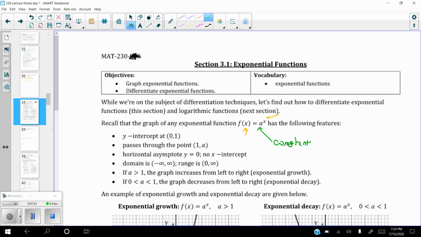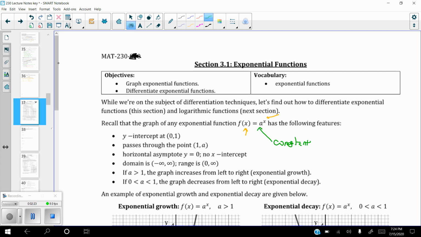The y-intercept is at the point (0, 1), so it's 1 unit up on the y-axis. That's where it crosses the y. It's going to pass through the point (1, a), and that's because if you plug 1 in for x, you're going to get a to the first power, which is just a. So it would have the point (1, a). For example, if the base a is 3, so you have f of x equals 3 to the x power, then it would go through the point (1, 3).